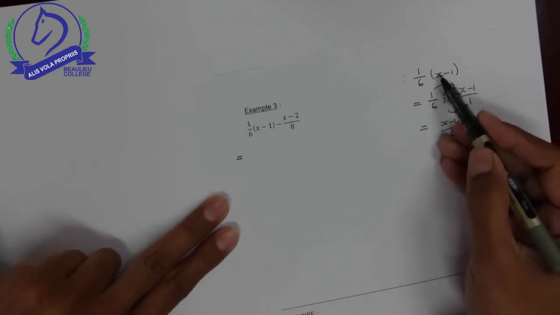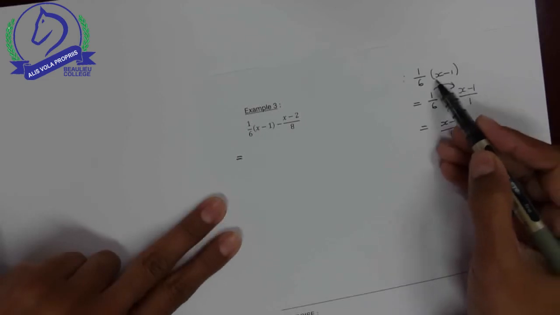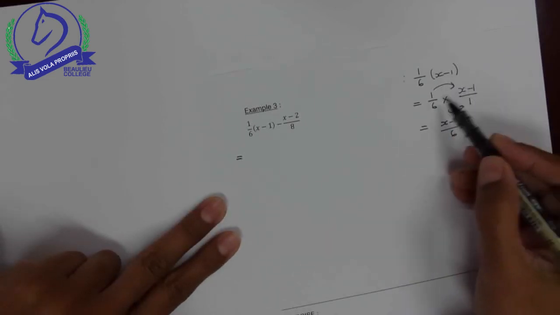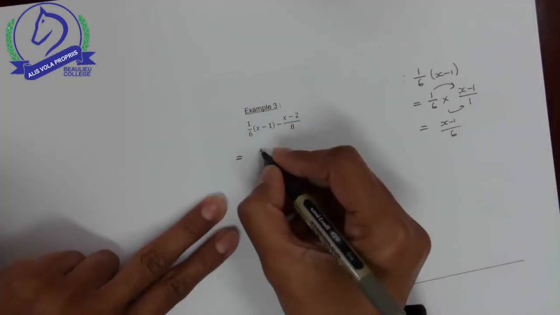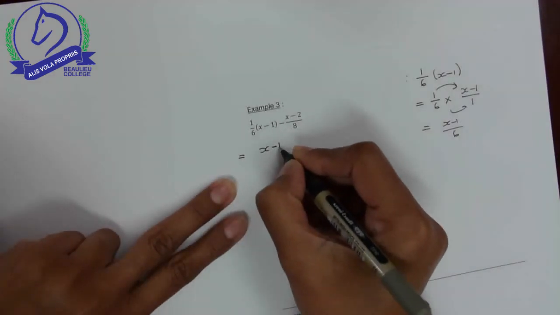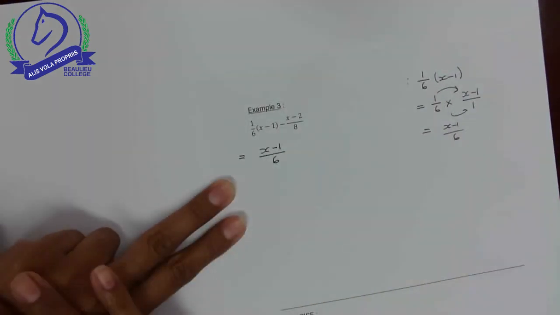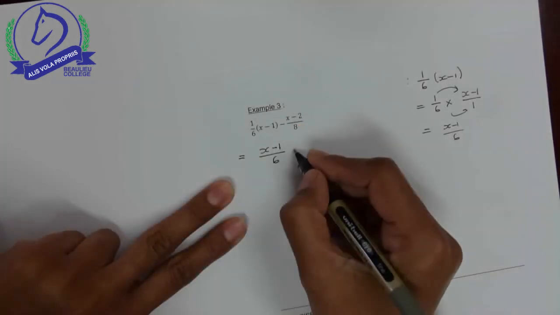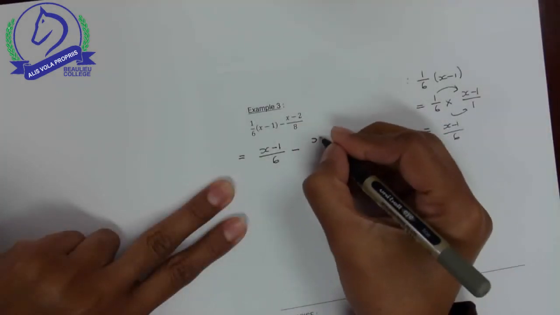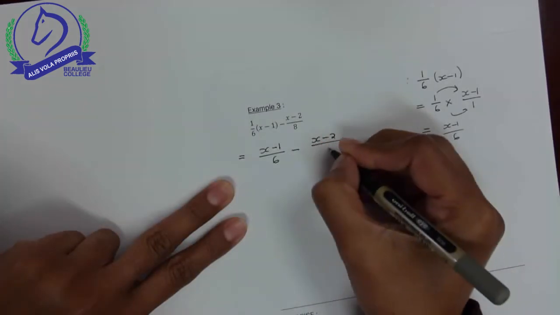That confuses learners because they're unsure where the x minus 1 goes. The x minus 1 goes to the numerator because of this reason here. So let's rewrite it, and you don't have to put the bracket. You can if you want to, you don't have to. x minus 1 divided by 6. Watch this negative here. And the second fraction is x minus 2 over 8.